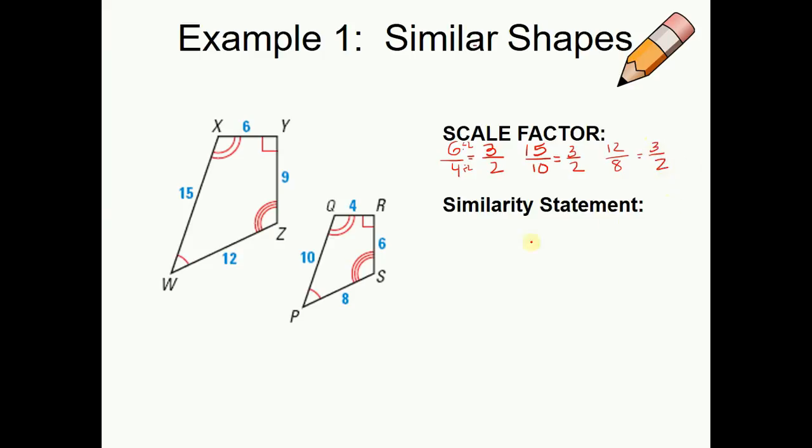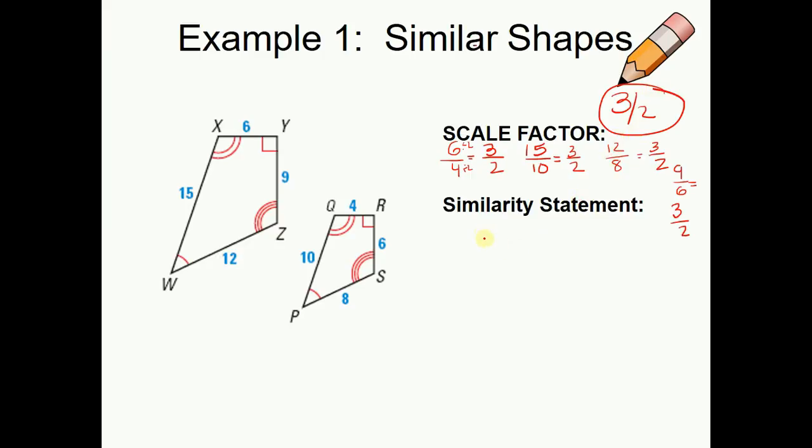We're in luck. It looks like we're going to be good. And then I have 9 over 6. Now notice, guys, I'm starting on the bigger shape, going to the smaller shape. I could go the other way around as well. As long as I do not tell you which way to go, it doesn't actually matter. But make sure if you go one way, you go the same way each time. That will be 3 halves as well. So it looks like my scale factor from XYZW to QRSP is 3 halves. That would be my scale factor.